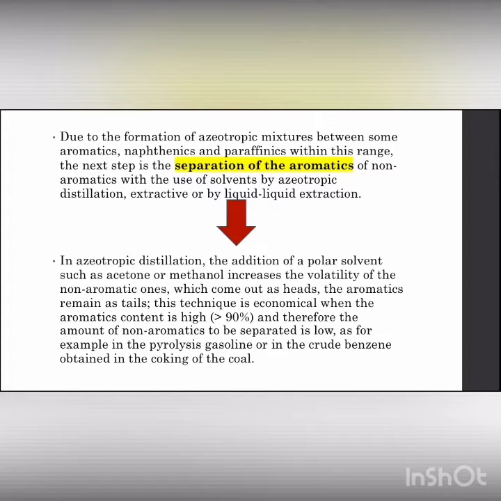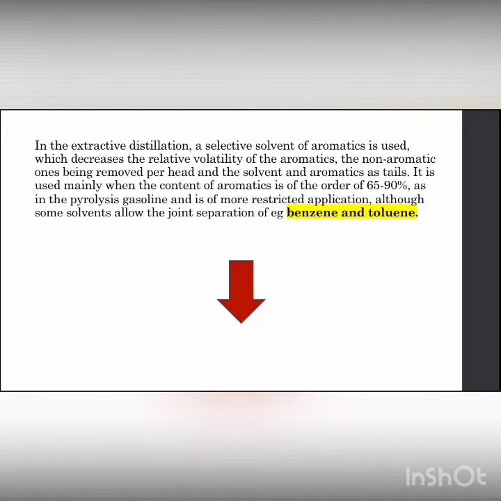This technique is economical when the aromatic content is high, 90%, and therefore the amount of non-aromatics to be separated is low, as for example in the pyrolysis gasoline or in the crude benzene obtained in the coking of coal. In extractive distillation, a selective solvent for aromatics is used, which decreases the relative volatility of the aromatics, the non-aromatic ones being removed at the head and the solvent and aromatics at the tails.